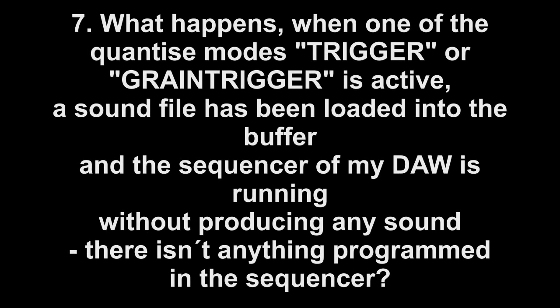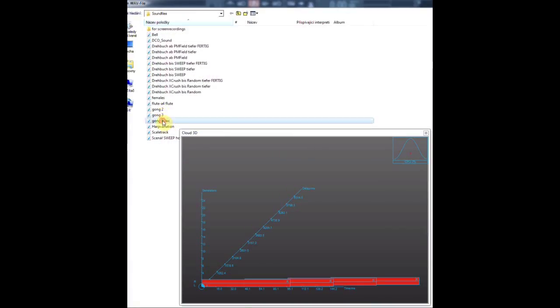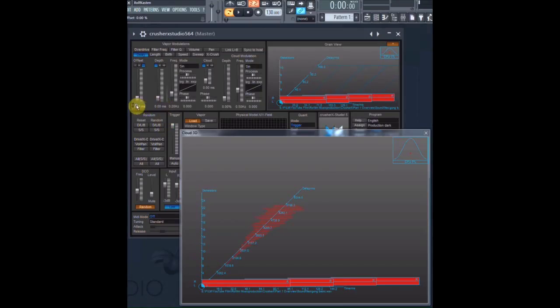Question 7. What happens when one of the quantise modes, trigger or grain trigger, is active? A sound file has been loaded into the buffer and the sequencer of my DAW is running without producing any sound. There is nothing programmed in the sequencer. There will be a special video about the quantise modes later in this series, so only a short answer here.